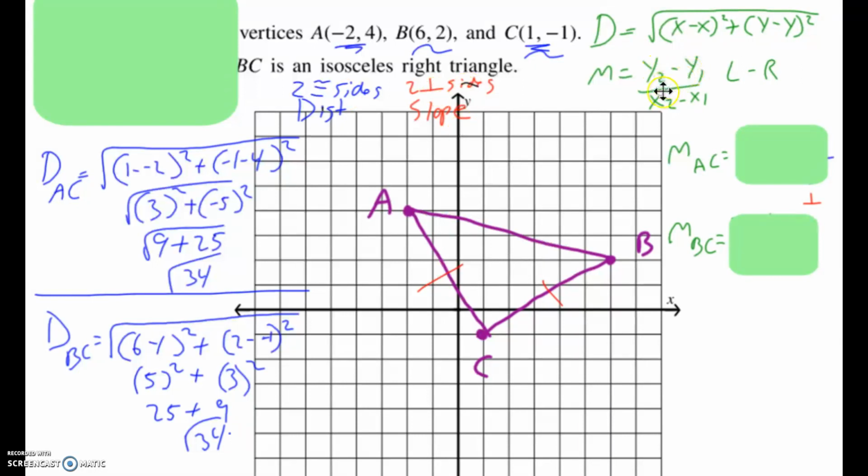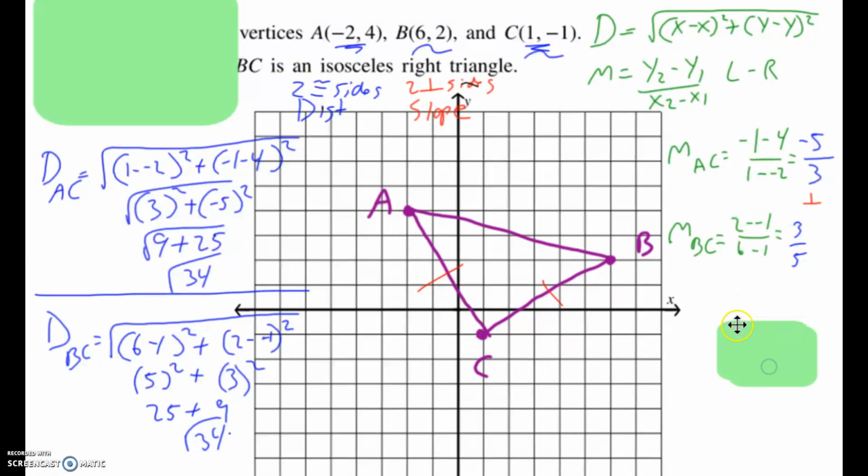Now, to prove it was a right triangle, I did my slope, y2 minus y1 over x2 minus x1. And that's really your right point minus your left point when we do second minus first. And so the slope of AC came out to be negative 5 over 3. And you see that, it looks like it's down 5 over 3. But the slope of BC is up 3 over 5. And those are perpendicular. They are negative reciprocals. One's positive, one's negative, and they are each other flipped upside down.